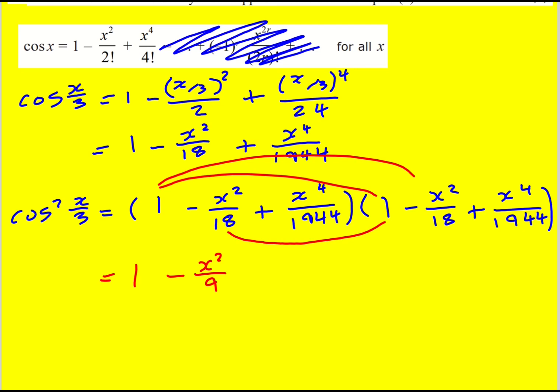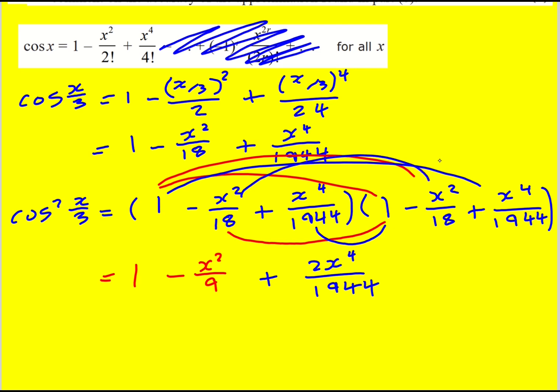Then I'm also going to need to go with 1 times x to the 4 over 1944, but also that one there. This time I'm going to write it as 2x to the 4 over 1944, because there's one other way I can get my x to the 4 term. Sorry, I know there's lots of little lines going around, but it's also going to be from plus x squared over 18 squared. And that's it. If I've dealt with the ones, I've times 1 by all of them. And then the x squared over 18, I times by the x squared over 18. The x to the 4, there's no other kind of multiplying, because I'll get x to the 6 here, I'll get x to the 8 here. No good.